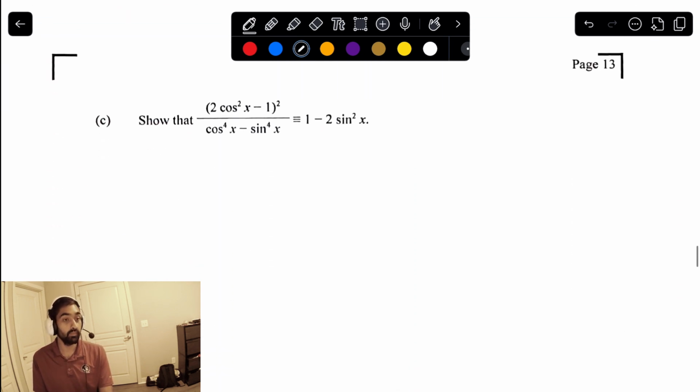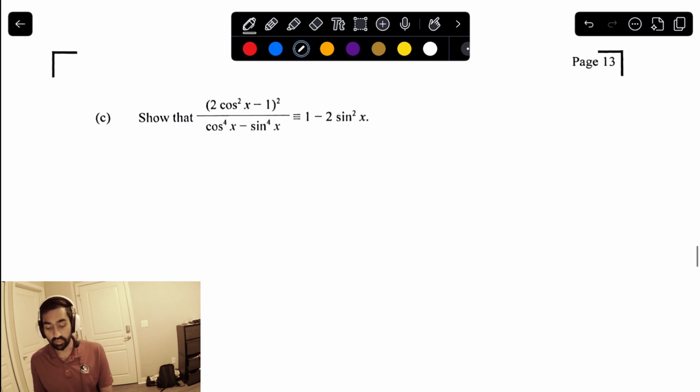Let's move on to the last part, which is a trigonometric proof. It asks us to show that (2 cos squared x minus 1) squared all over cosine 4x minus sine 4x is equal to 1 minus 2 sine squared x. I suggest when you have to pick a side to start working with, you pick the side that's a little more complicated, because usually it just means that you have more things that you can work with on that side.